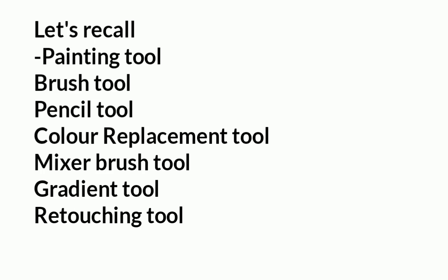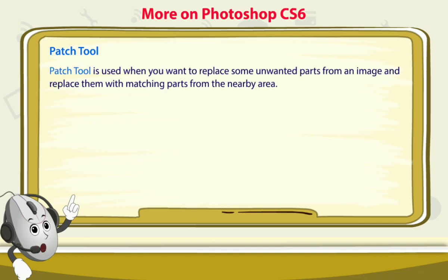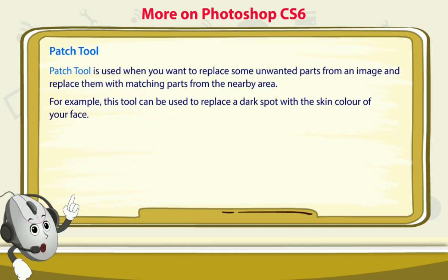We are going to learn about patch tool. Patch tool is used when you want to replace some unwanted part from an image with the matching part from the nearby area. Means, for example, this tool can be used to replace a dark spot with the skin color of your face. If any picture has a dark circle, it can be replaced.